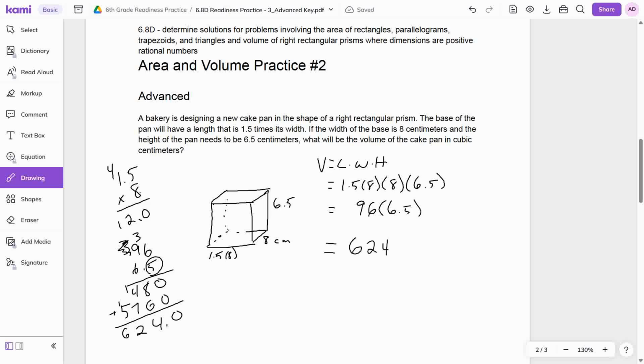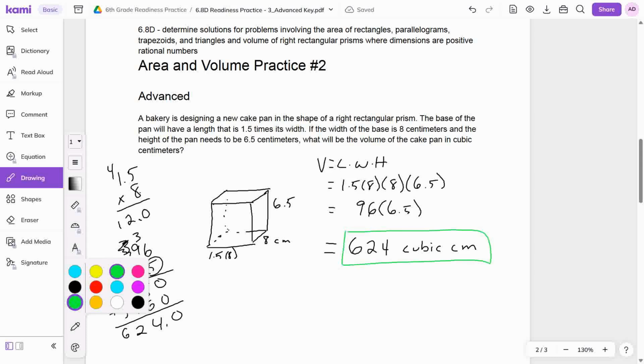624 cubic centimeters. I could put centimeters with a 3 exponent, or I can write it out like this, cubic centimeters. Either one of those will work to notate your units.